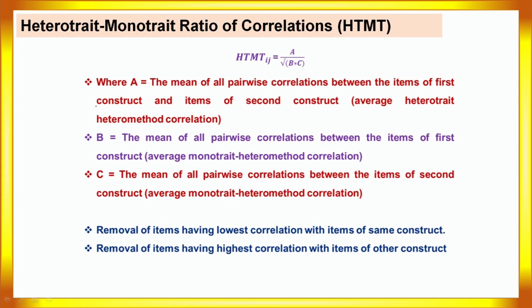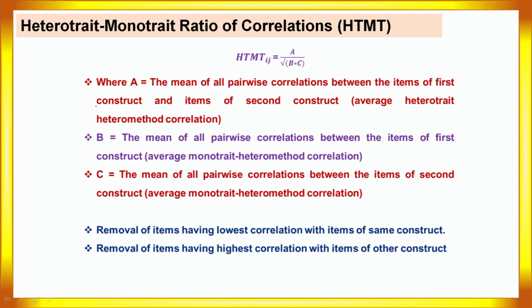Now, if you did not get those values, you have to look at the whole correlation coefficient matrix. Those items are removed which have the lowest correlation with the items of the same dimension of the construct, or which have the highest correlation with the other dimension of the construct.